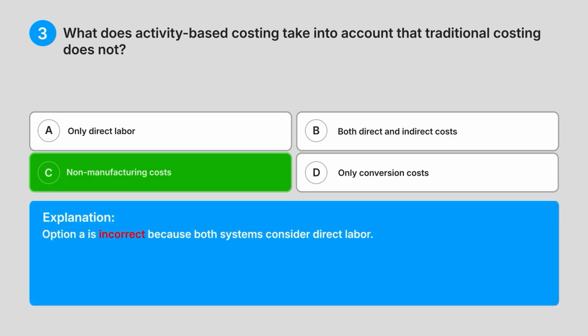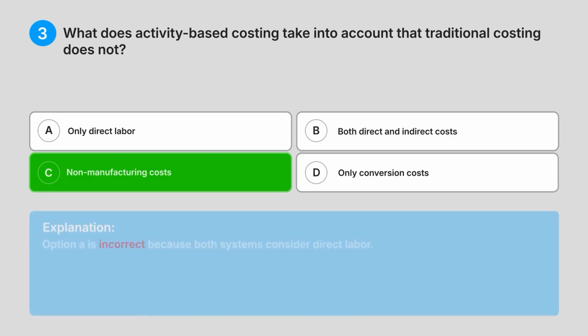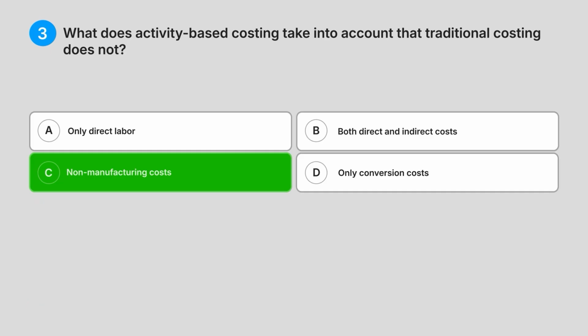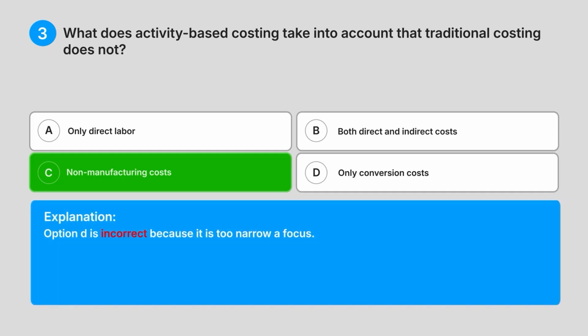Option A is incorrect because both systems consider direct labour. Option B is incorrect because traditional costing considers direct and allocates indirect manufacturing costs. Option D is incorrect because it is too narrow a focus.